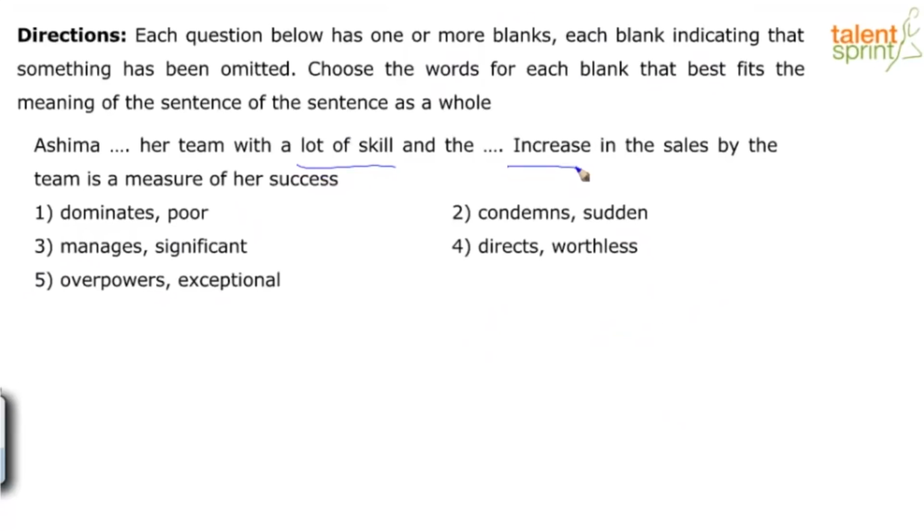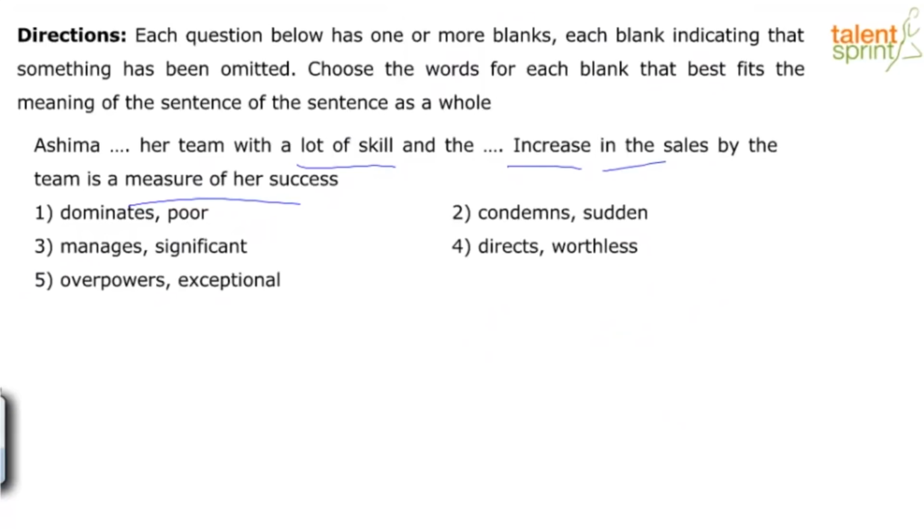Lot of skill, increase in sales, measure of success. So, what meaning is the context giving? Positive, which means, can I look at my options? Both the blanks, I need positive words, right? So, can I look at my options and quickly eliminate all the options that give me negative meaning words? Looking at the given options, I have option 1, dominates poor. Option 2, condemns sudden. Option 3, manages significant. Option 4, directs worthless. Option 5, overpowers exceptional. So if you look at this, obviously every other option other than option 3 is giving me a negative meaning.